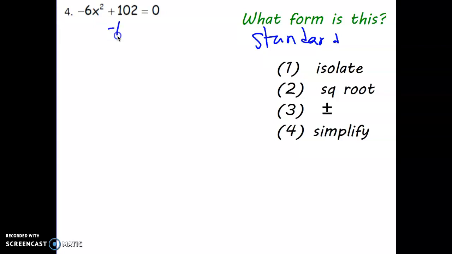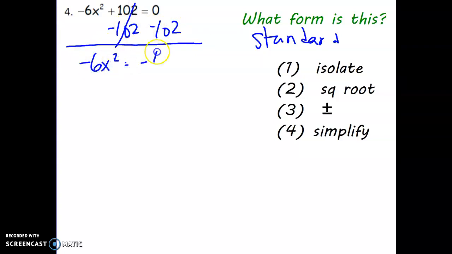All right, let's see what we can do to isolate our square root. So I'm going to subtract 102 from both sides. And this one is going to take one extra step. I'm going to need to divide by negative 6 on both sides, working to get that squared term by itself. So negative 102 divided by negative 6, that's going to be equal to positive 17. You remember negative divided by negative is a positive.